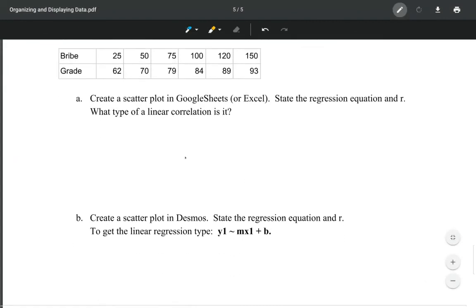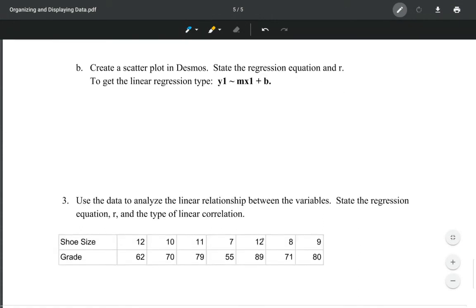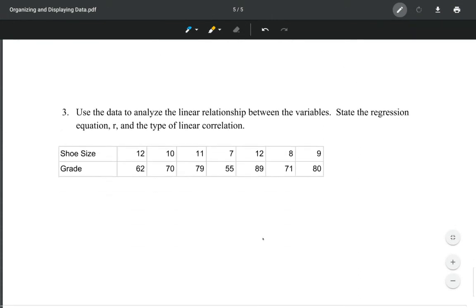So we did part A and we did part B as well. Okay, so we've got one more to do here. We're going to state the regression type and then the type of linear correlation, the regression equation and type of linear correlation. Shoe size and grade. So do you think that shoe size would be related to somebody's grade? Probably not, right? Maybe, I don't know, it's just made up data.